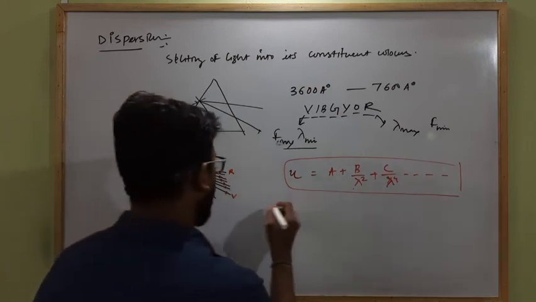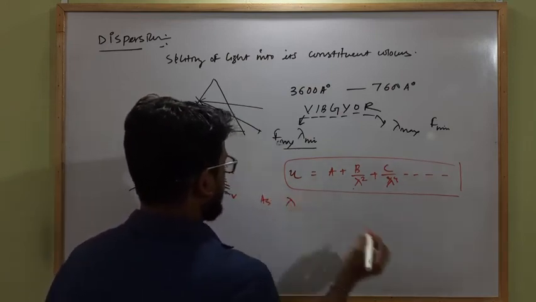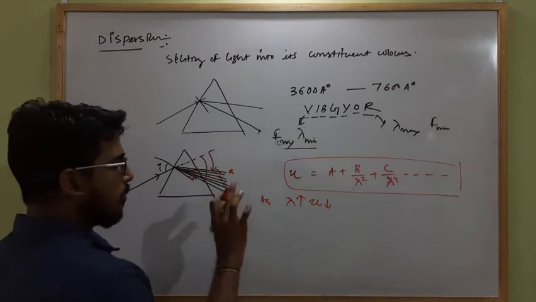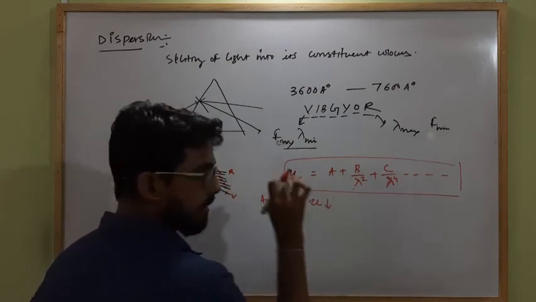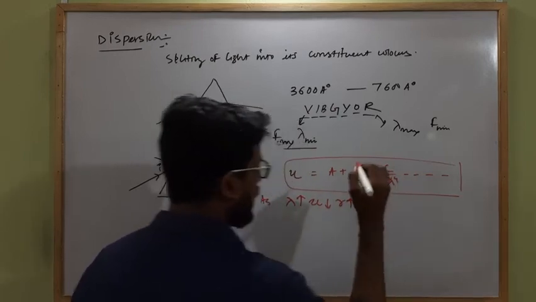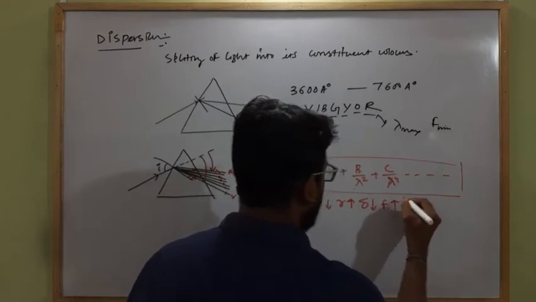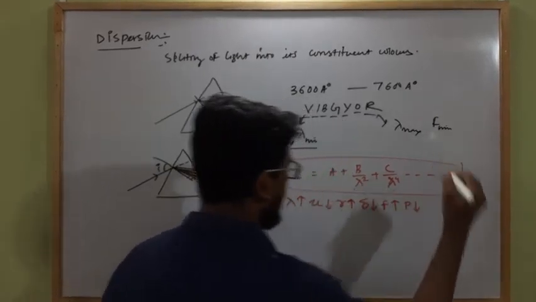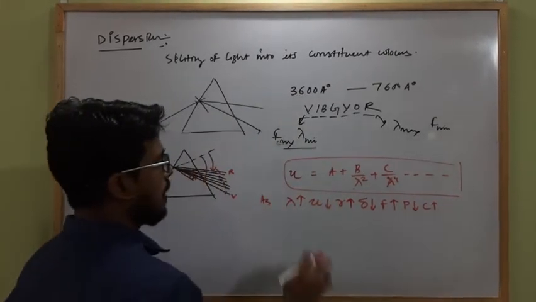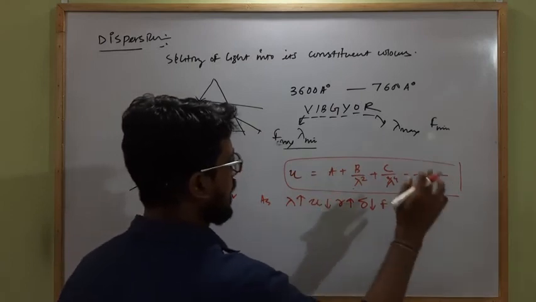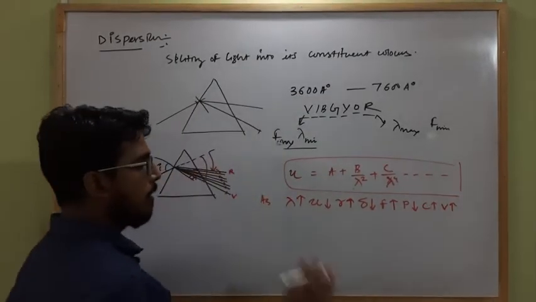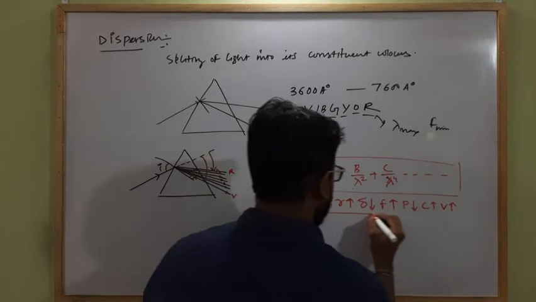Clear? So you have to remember here, as wavelength increases, refractive index decreases. So angle of refraction will increase, angle of deviation will decrease, focal length will increase, power will decrease, then critical angle will increase because sin theta is equal to 1 by mu, mu decreases, so critical angle increases, then velocity increases. Okay, so we have to remember this relation.